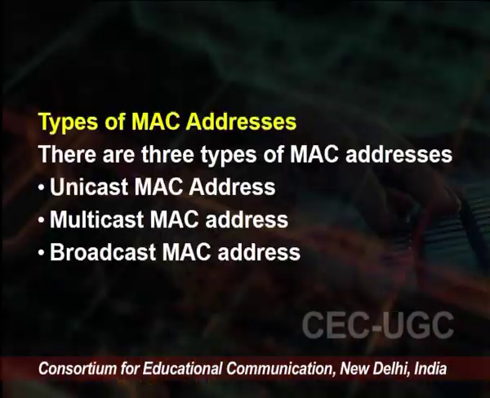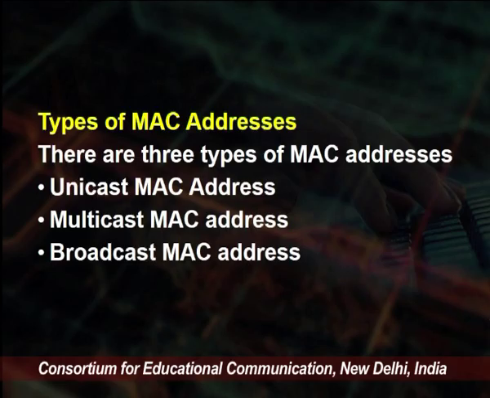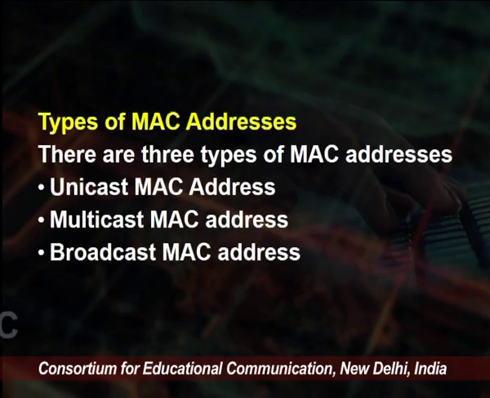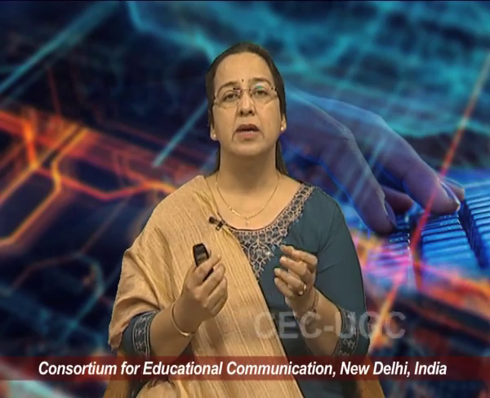Then, if we look into the types of MAC addresses, there are three types. One is a unicast MAC address, another one is a multicast MAC address, and the third one is a broadcast MAC address. We are going to look into all of these in this lecture. But before going into the types, let us try to understand the address format. As I have told you, it could be a 48-bit or a 64-bit MAC address. Let us try to understand the 48-bit MAC address.